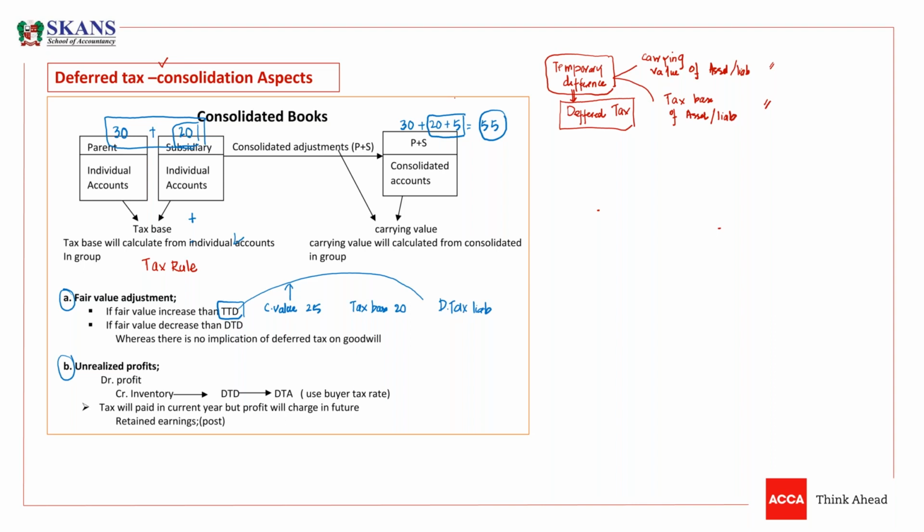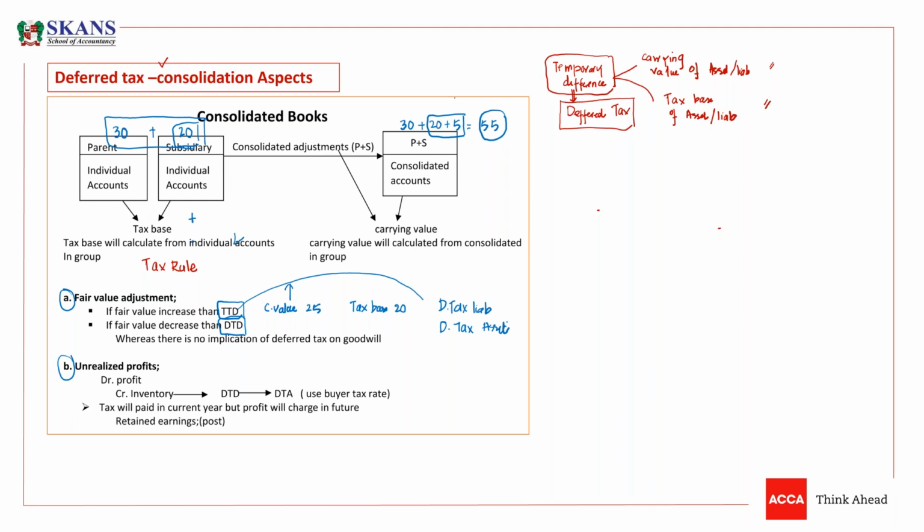It will create a deferred tax liability. And if fair value is decreasing, obviously it will be a deductible temporary difference, and a deductible temporary difference will be a deferred tax asset. So guys, this is important stuff.